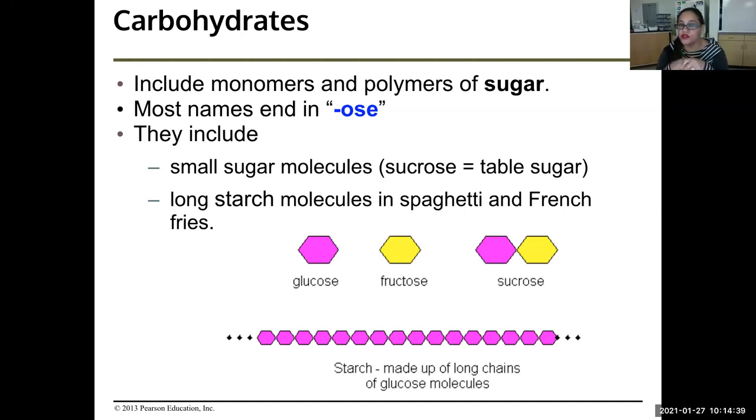But it also includes long starch molecules like in spaghetti, French fries, bread. So the monomers are the small ones, the individual units, glucose, fructose, then you start putting them together. You put glucose and fructose together, you get sucrose. That's what our table sugar is made of. But then you see the starch on the bottom is made of huge long chains of glucose molecules over and over and over again. So there's simple sugars and complex carbohydrates.